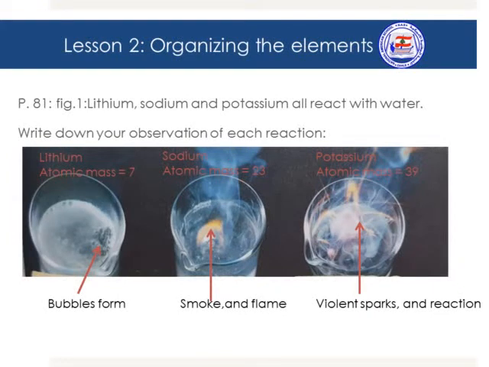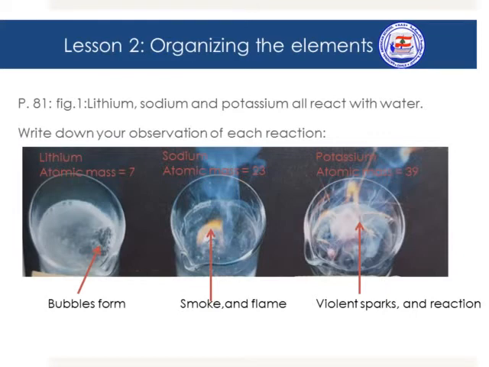To understand more, let's look at figure 1, page 81. We have three metals, lithium, sodium, and potassium, and they're telling us that they all react with water, meaning that when we combine them with water, they produce new substances. The question is to write down your observation of each reaction. In the first beaker, we have lithium combined with water. Together, they form bubbles. In the second one, sodium combined with water, they form smoke and a flame. Finally, potassium combined with water forms a violent spark and a violent reaction.